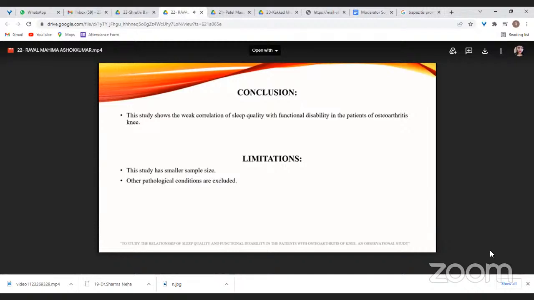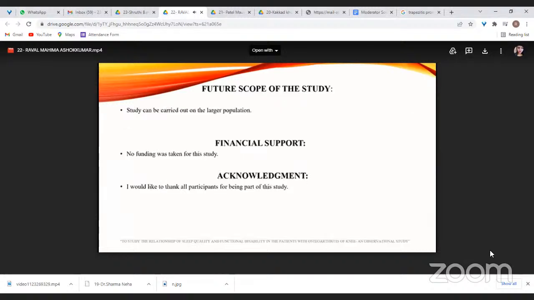Limitations are that this study has a smaller sample size. Other pathological conditions are excluded. The future scope of the study is that it can be carried out on a larger population.